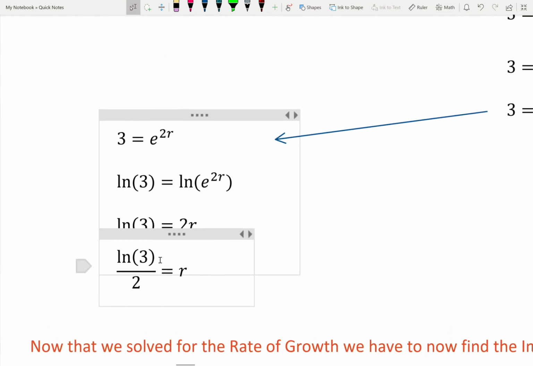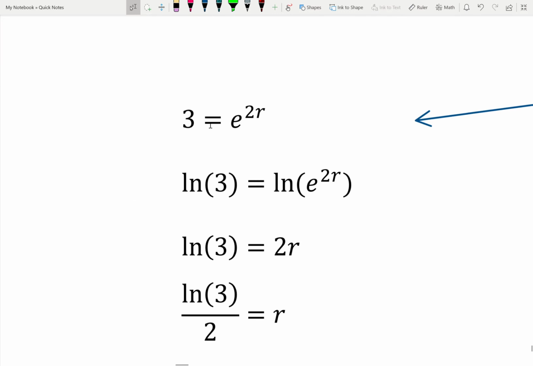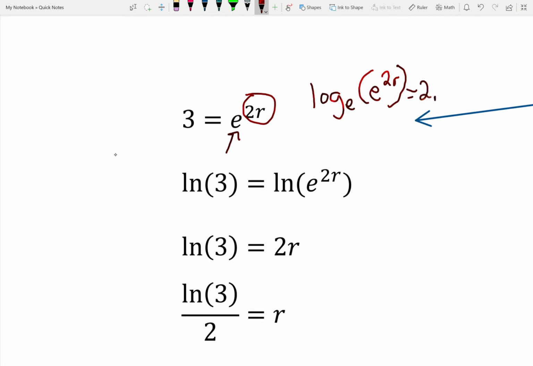All right, so now our goal is to solve for 3 equals 2 to the r. I have my variable stuck in the exponent, so I have to undo this base. The way I undo this base is by applying ln to both sides, right? If I use log base e of e to the 2r, this should just equal 2r according to the inverse property. I'm undoing these guys using the inverse property.